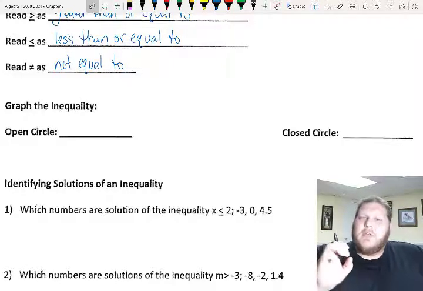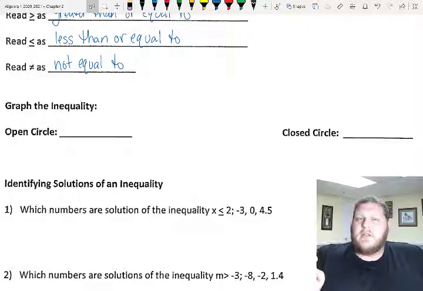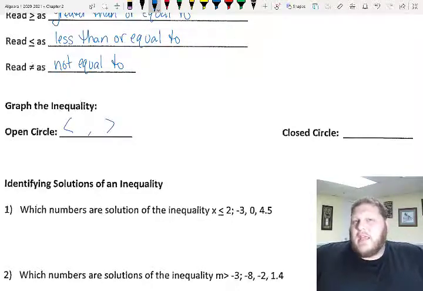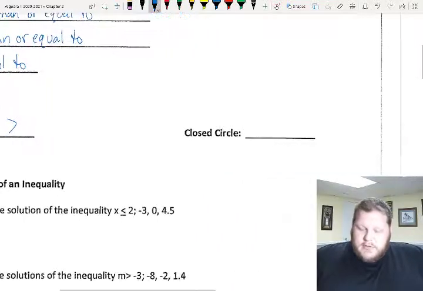But the boundary between where our solutions start and end is going to be either open or closed based on whether or not that endpoint can be included as a solution. Our two inequality symbols that give us open circles would be just less than and greater than. With both of those, because we can't be equal to whatever that number is, we know that number cannot be included in our solutions.